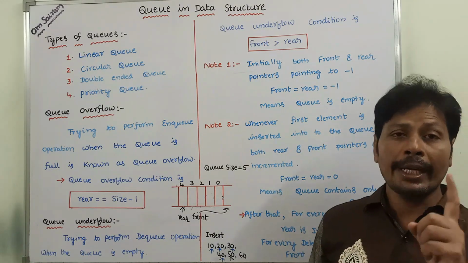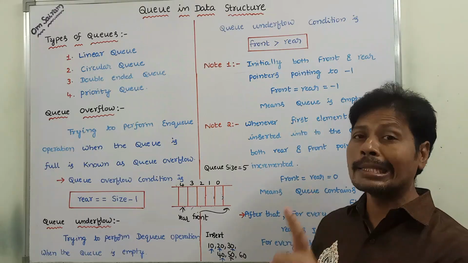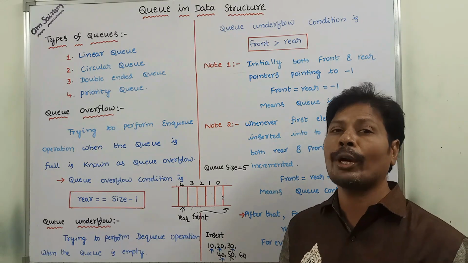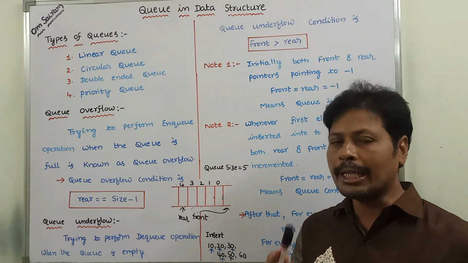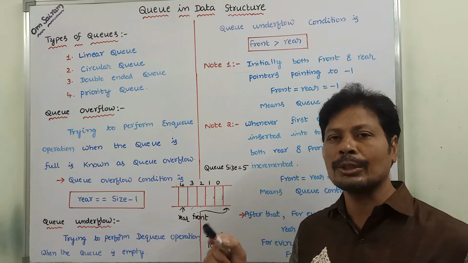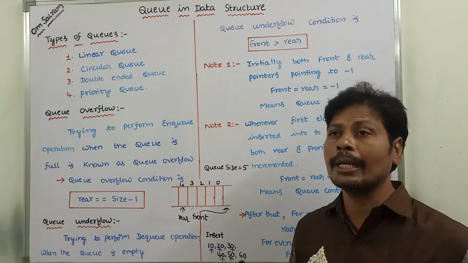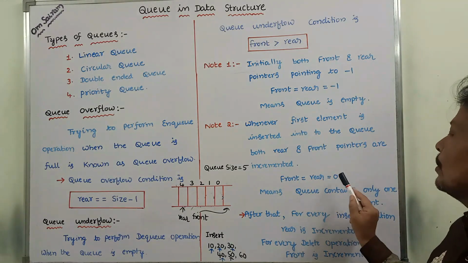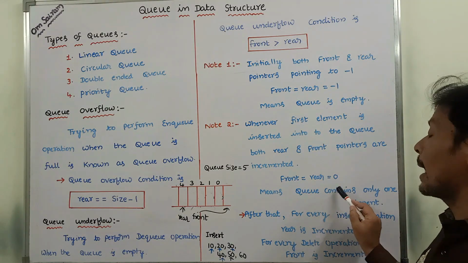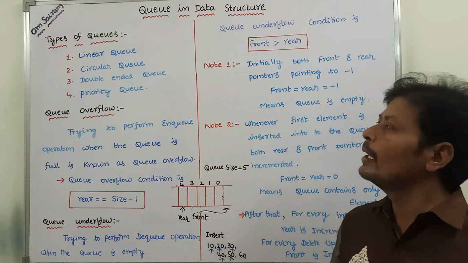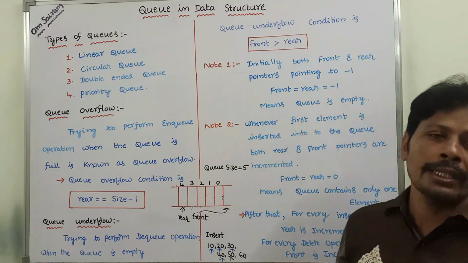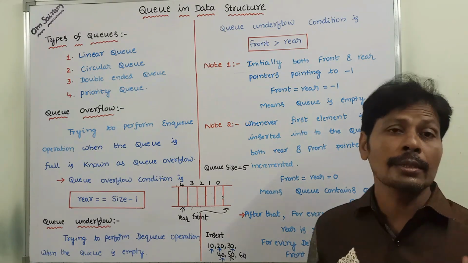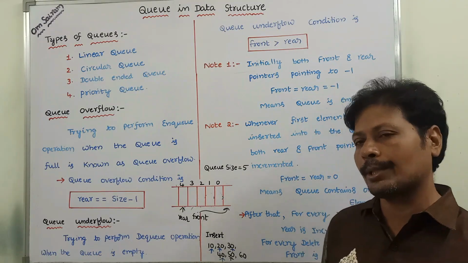Note point 2. Whenever the first element is inserted into the queue, at that time both the front and the rear pointers are incremented. So front pointer incremented from -1 to 0, rear pointer incremented from -1 to 0. So that means front equal to rear equal to 0. That means Q contains only one element. Front equal to rear equal to -1 is nothing but Q is empty. Front equal to rear equal to 0 means Q contains a single element.